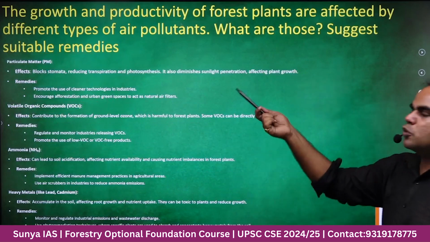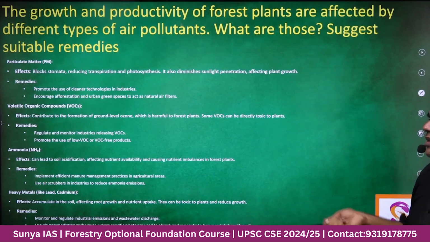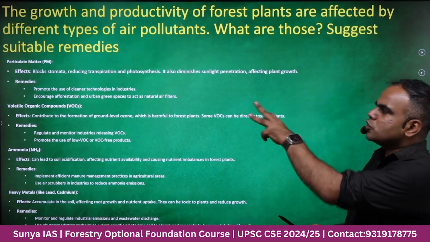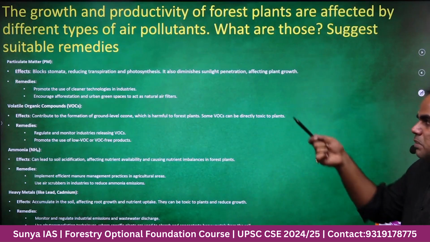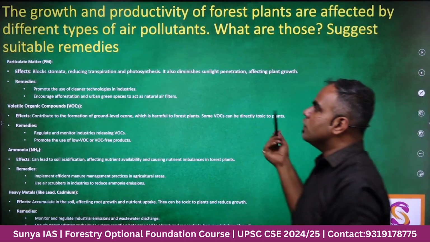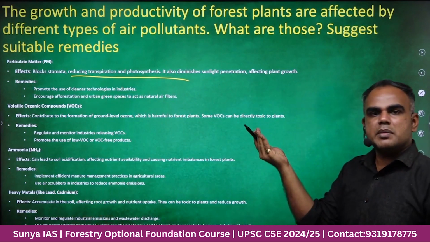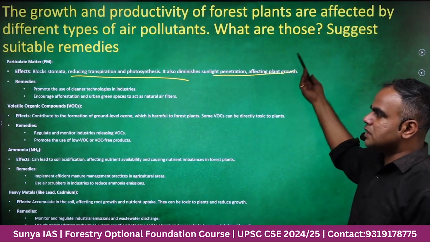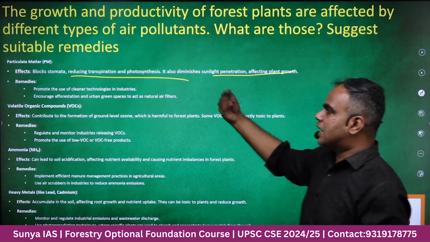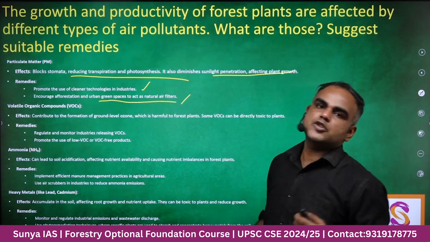Again, you have particulate matter, volatile organic compounds, ammonia, and heavy metals like cadmium. So there are many points. In most of them, let's say PM, if the PM is going to deposit, the stomata will be blocked. So how will you then conserve water, etc.? Transpiration will be affected. Photosynthesis will also be impacted. Sunlight penetration is a problem. What can you do? Clean technologies, afforestation, urban green spaces as natural air filters.